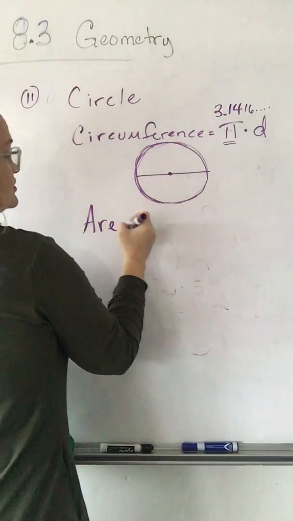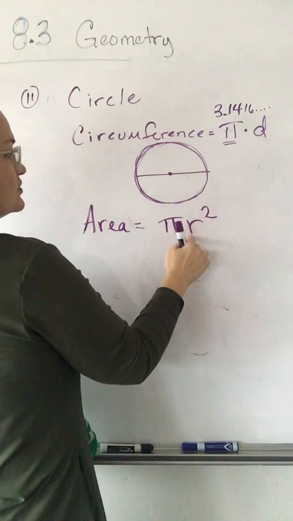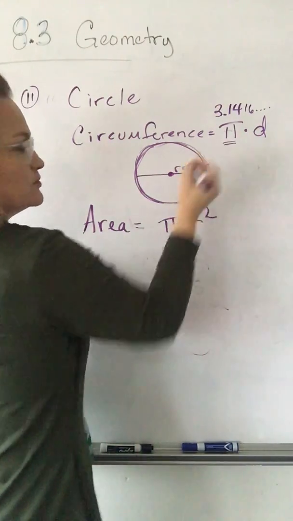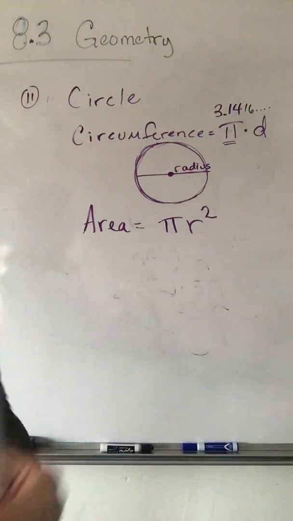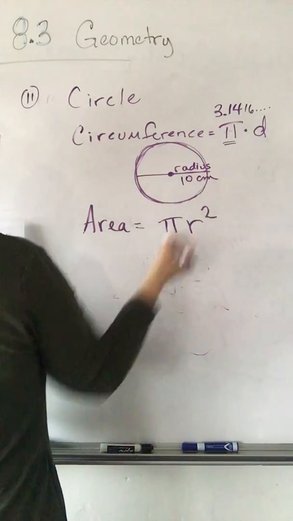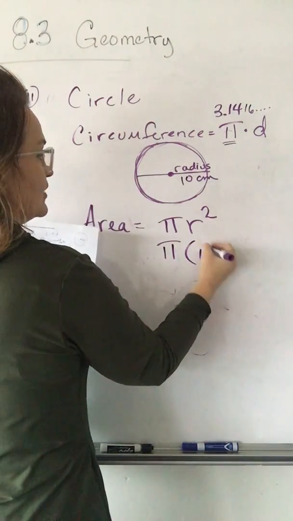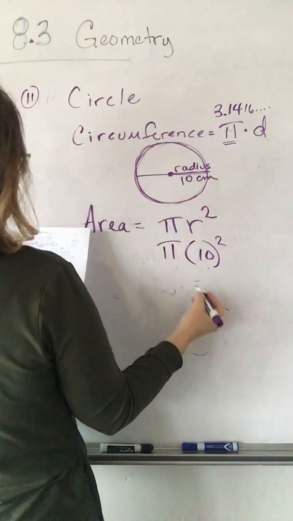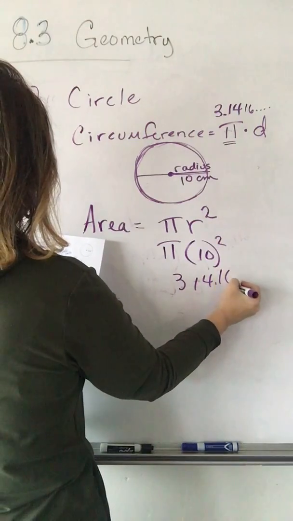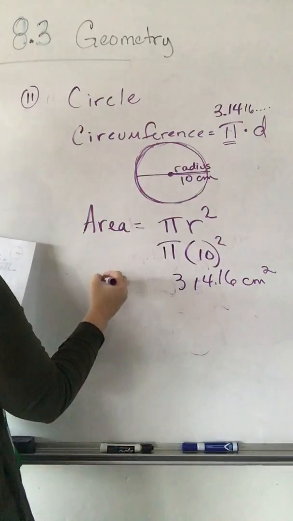Then the area of a circle is pi, again use your pi button, times the radius squared. So the radius is halfway, just here to here is the radius of a circle. So when you do number 11, on my example I have 10 centimeters. So for area, you use your pi button, and then the radius is given to be 10 squared. That answer should come out to be 314.16. And because it's area, you'll put units squared, so that's centimeters squared.